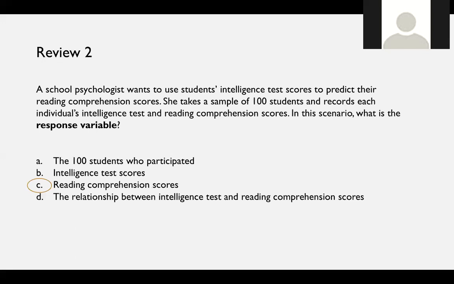So they're looking to measure the reading comprehension scores. We're basically just looking for the variable we want to measure in the end, and that is our response variable, and we want to predict the reading comprehension scores. That's why that is our answer. Here, intelligence test scores would be our explanatory variable.